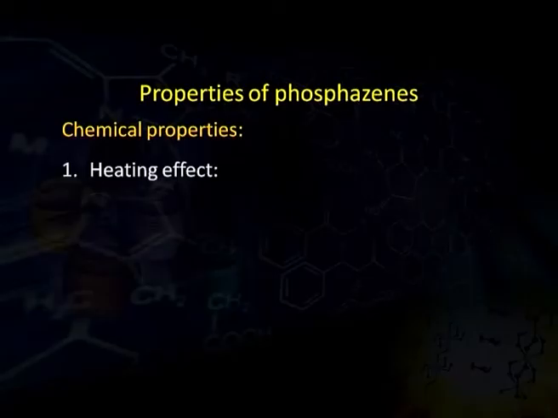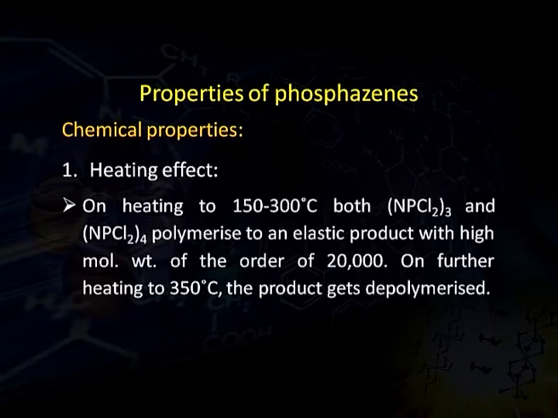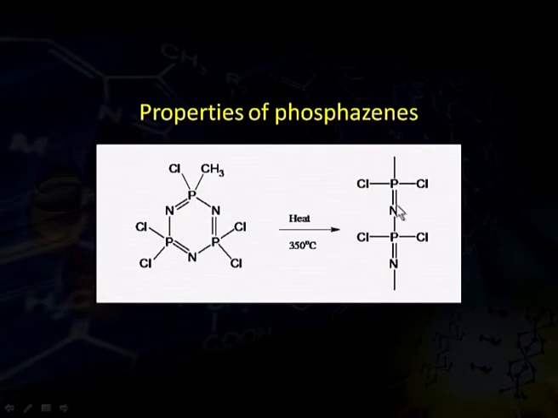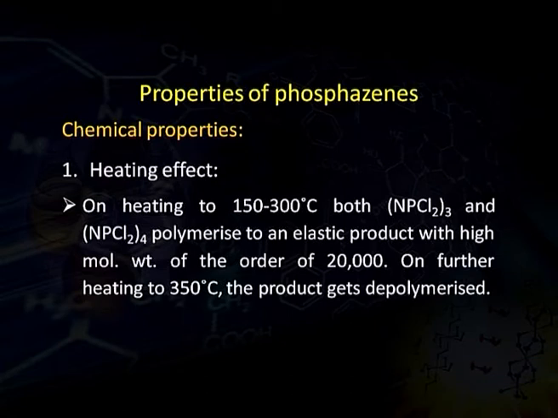Now, the chemical properties of the phosphazenes. The first property is the heating effect. On heating to about 150 to 300 degrees Celsius, both the trimer and the tetramer polymerize to an elastic product with high molecular weight of the order of 20,000. On further heating to about 350 degrees Celsius, the product gets depolymerized. So, this is the trimer. If it is heated to 350 degrees Celsius, depolymerization takes place.